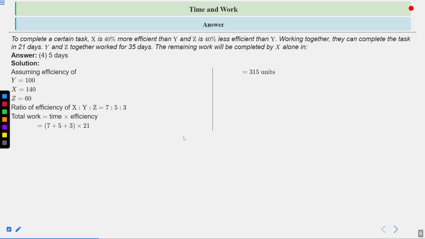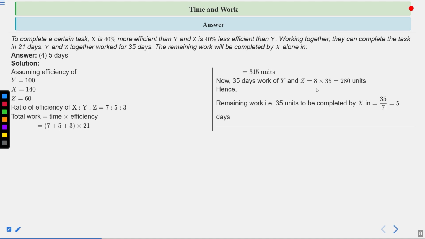So when we calculate it, what do we get? We get 15 into 21, which is 315 units. This is our total work. Now in 35 days, how much work do Y and Z do? The combined efficiency of Y and Z is 5 plus 3, which is 8. 8 into 35, we get the work done by Y and Z together in 35 days, which is 280 units.